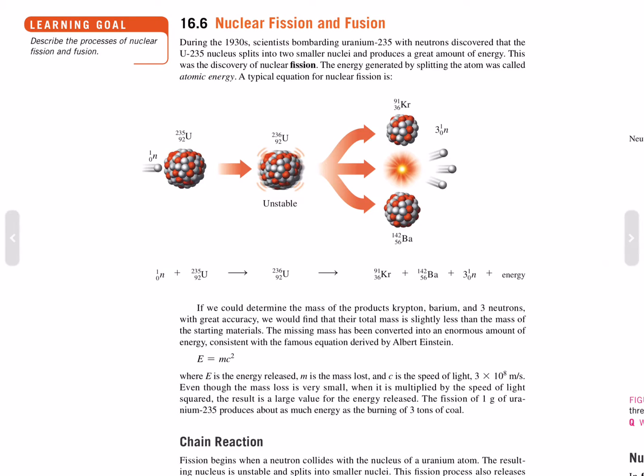The missing mass has been converted into enormous amounts of energy, consistent with the famous equation derived by Albert Einstein, E equals mc squared, where E is energy released, m is the mass lost, and c is the speed of light. Even though the mass loss is very small, when it's multiplied by the speed of light squared, the result is a large value for the energy released. The fission of 1 gram of uranium produces as much energy as the burning of 3 tons of coal.